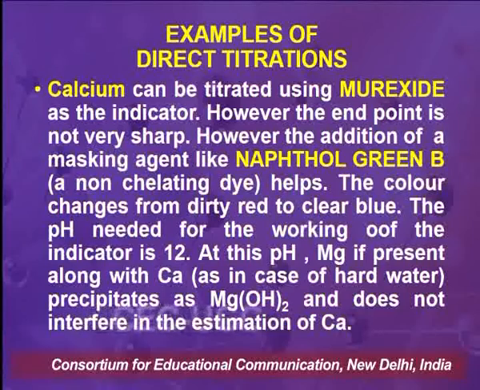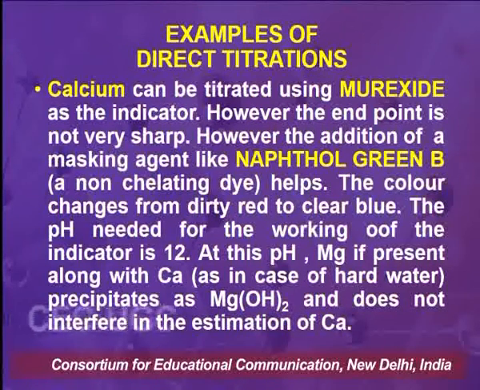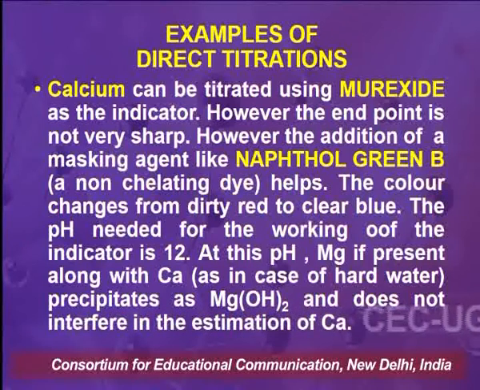So, there is an advantage if we use the masking agent, naphthol green B, wherein the pH needed for the working of the murexide indicator is 12, and automatically at that particular pH magnesium precipitates as magnesium hydroxide and calcium can give a color change towards the endpoint using murexide as the indicator. This goes very well with hard water wherein both calcium and magnesium are present together and only calcium has to be estimated.